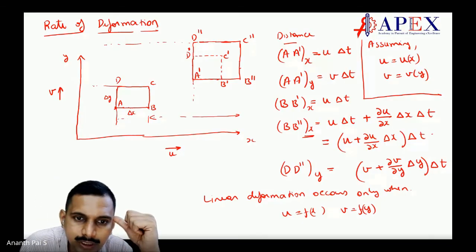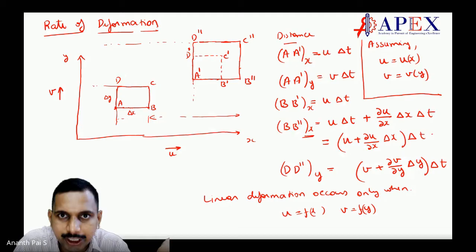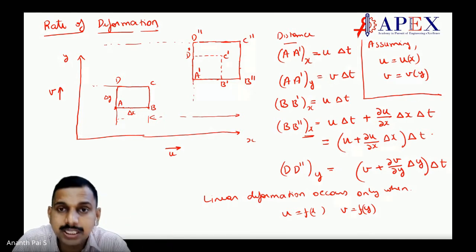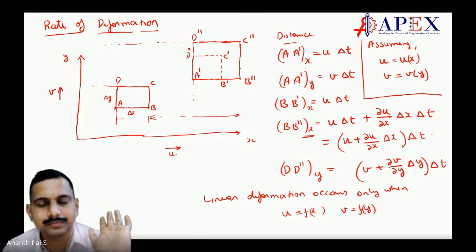So from B dash to B double dash, that change is dou U by dou X, right? It is not a particle; the particle is only one. This was at time T1, at B1, at time 0. It would have gone to B dash if there was no variation in velocity between A and B. But because there is a variation in velocity between A and B, it has moved to B double dash. That's it.